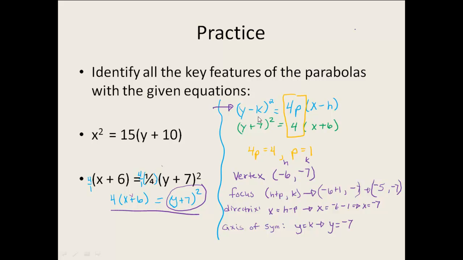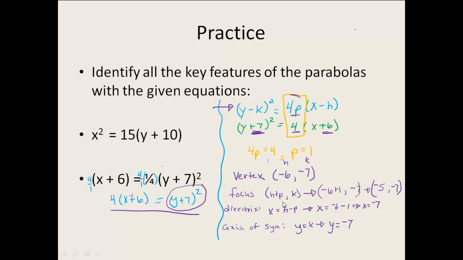So I lined up my equation right underneath the equation from my flipbook, and then I started with looking at p, finding the value of p. Well, I know that this 4 represents the 4p, so I take 4p equals 4, divide both sides by 4, and we get p is equal to 1. I'm going to end up using that later for my focus and my directrix. Then I went to my vertex, and my vertex says it's at h comma k, but I have to remember to use the opposites. Well, my h is a negative 6, and my k is a negative 7.